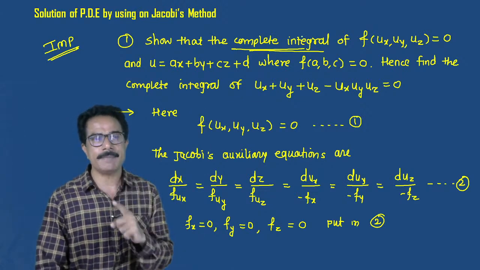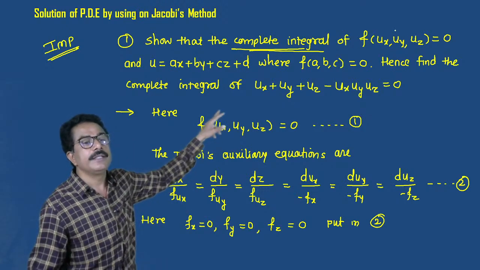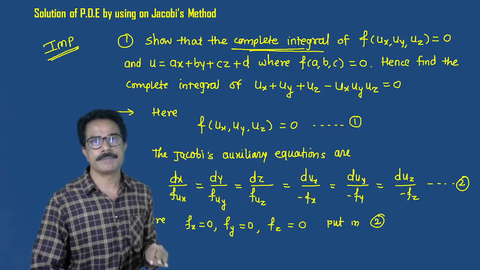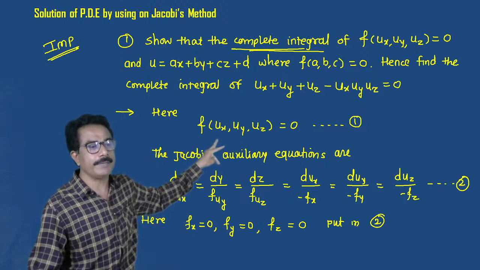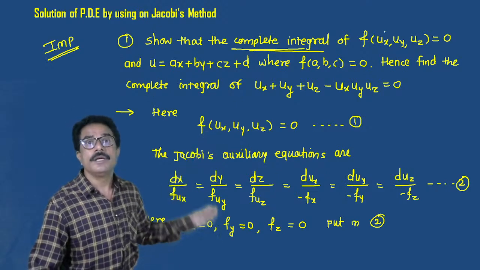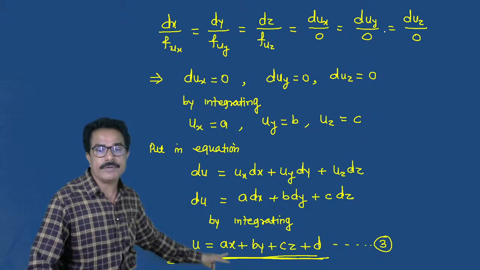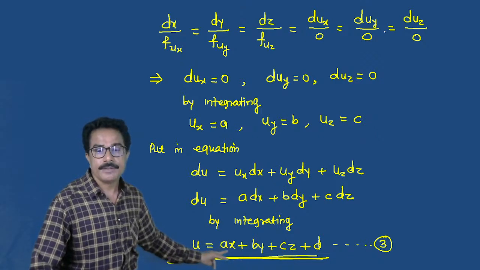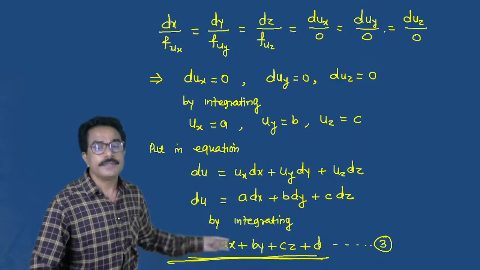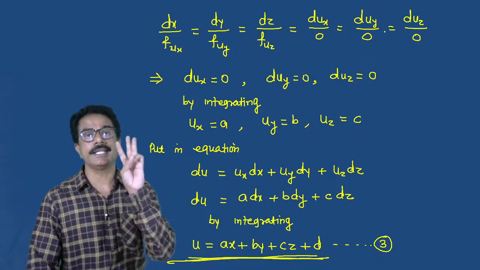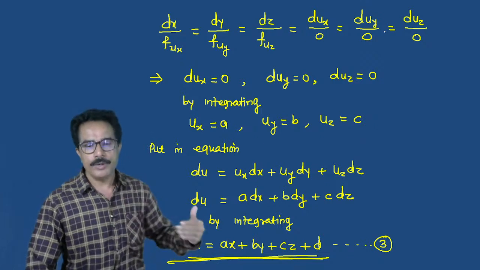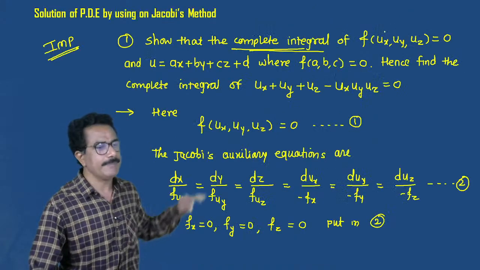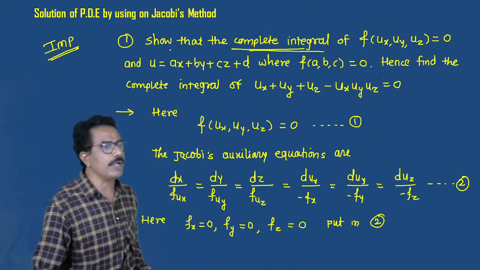When can we say that it is a complete integral? Here in this differential equation there are three independent variables. So the solution requires three arbitrary constants. But here in this solution there are four arbitrary constants. So we have to convert this solution into three arbitrary constants. So in the first part we have proved this.